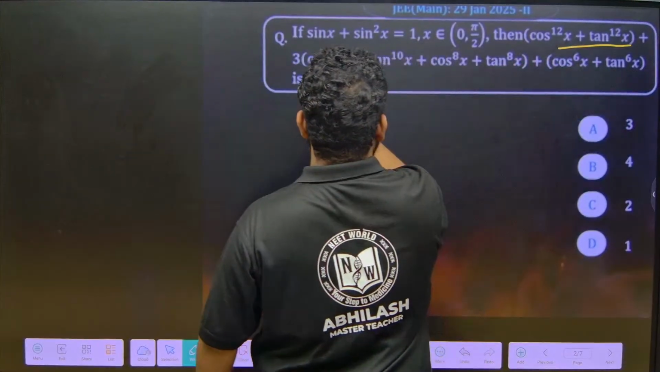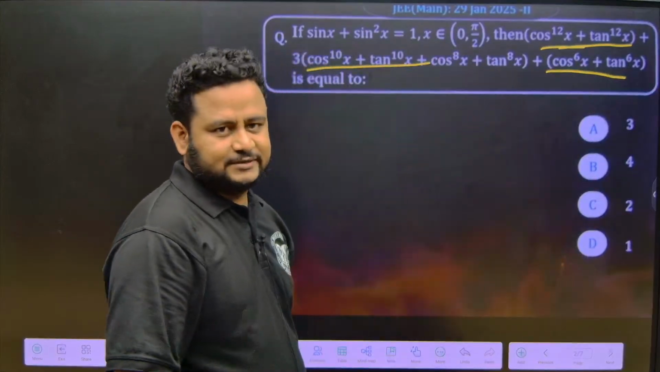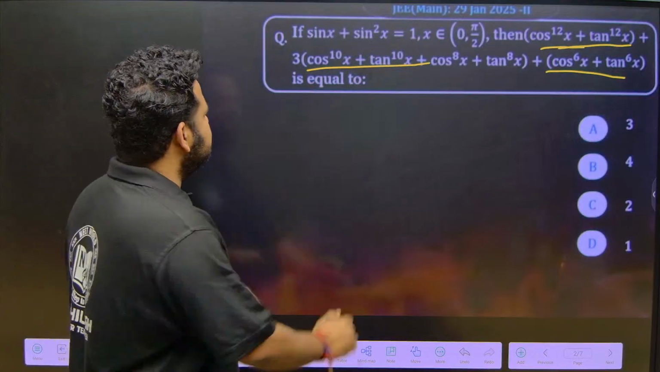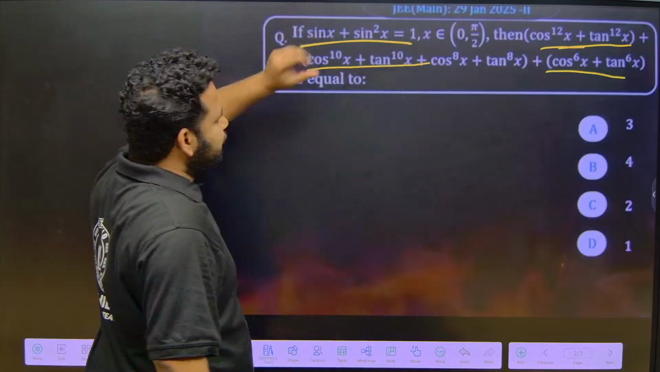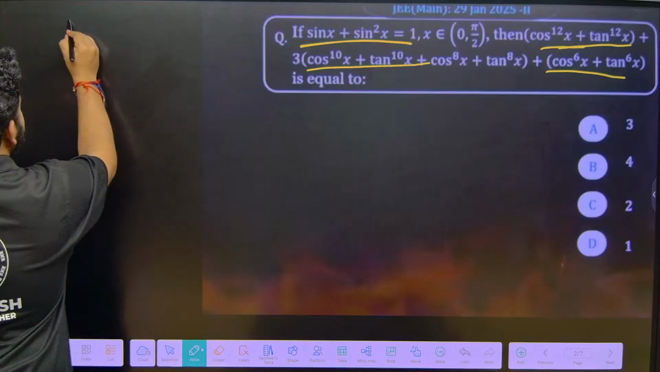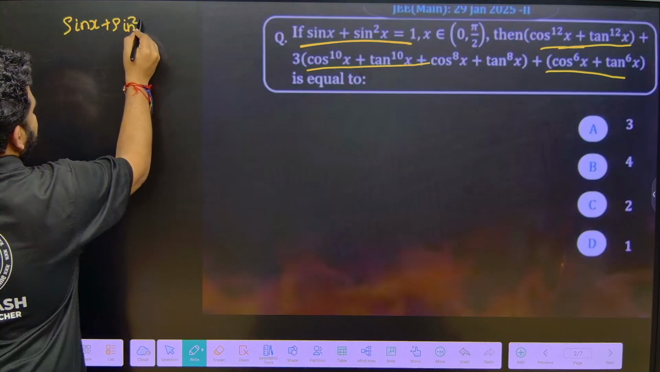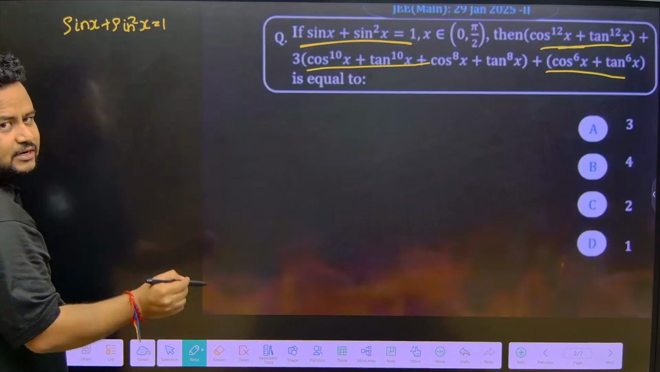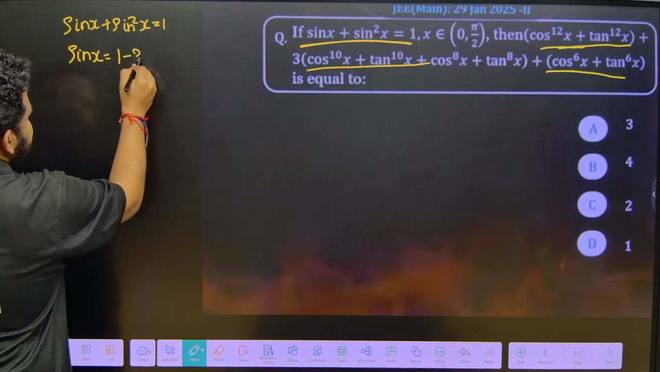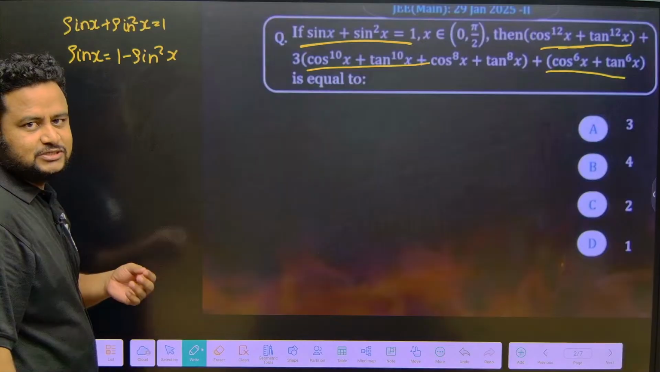This thing plus this thing plus this thing, what they have given, is equal to what they are asking. Now, first thing we should know, this is a very strong information that they have given to us. So, what we can do here, they have given sin x plus sin square x is equal to 1. So, I can write sin x is equal to 1 minus sin square x. We know that 1 minus sin square theta is equal to cos square theta.